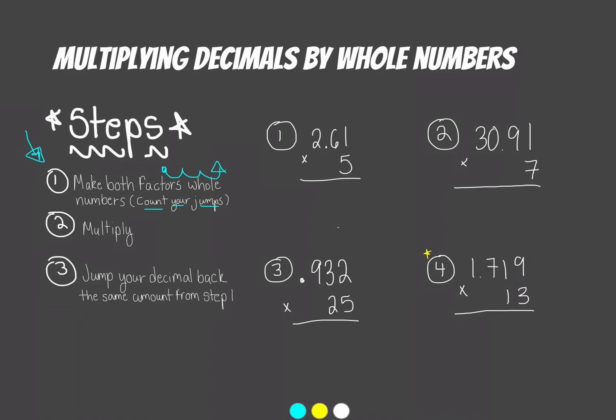The second step, you can do this, I'm sure, is to multiply. And the third step is to jump your decimal back however many places you jumped it forward in the first step. So let's work through 3 problems, and then this last one, number 4, you're going to work out independently and see what you get.